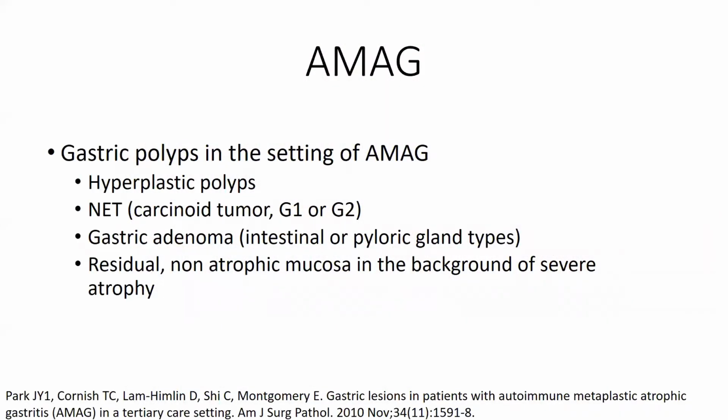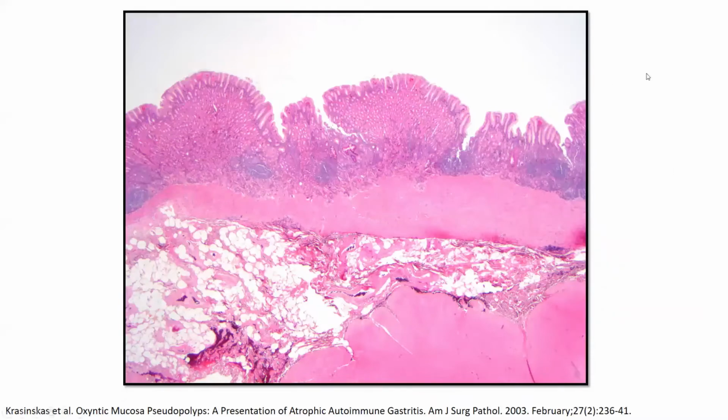Now, patients with AMAG can develop a variety of polyps, including hyperplastic polyps, neuroendocrine tumors, which tend to be indolent and do not need invasive or drastic management, and they can be watched and they will not kill the patient. They also can develop gastric adenomas, both intestinal or pyloric gland types. And also importantly, residual non-atrophic mucosa in the background of severe atrophy, as we see here, may look polypoid to the endoscopist, because you have your atrophic areas and then your mound of normal mucosa may appear polypoid, and this may be biopsied. The important thing to tell our clinical colleagues is that whenever they biopsy a polyp in the stomach, not only biopsy the polyp, but also biopsy the mucosa around the polyp to evaluate for background injury.